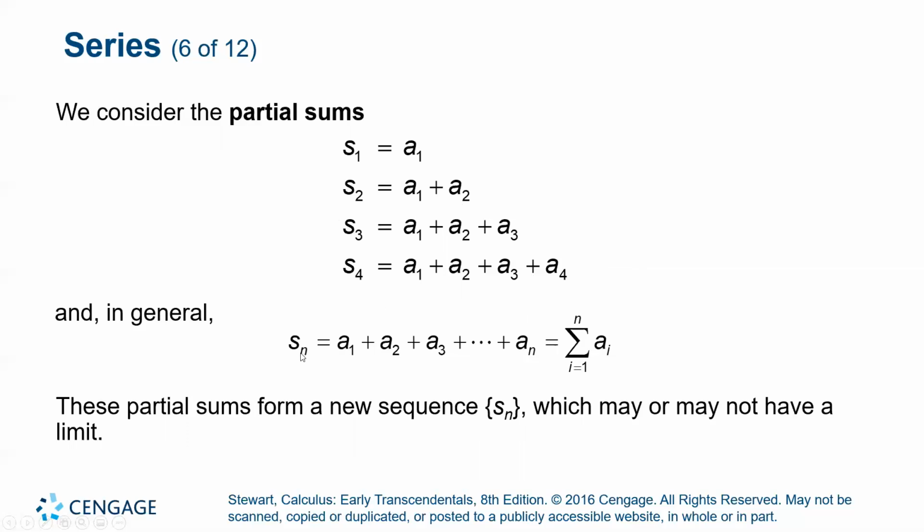So Sn, S sub n, would be the sum of the first n terms, which you could write with the sum notation with the sigma as the sum from i equals 1 to n. So the sum of the entire series would be i equals 1 to infinity, but the partial sum, Sn, you can write just from i equals 1 to n, so it has a stopping point. These partial sums themselves form a new sequence, S1, S2, S3, S4, and so on and so forth. And they may or may not converge.